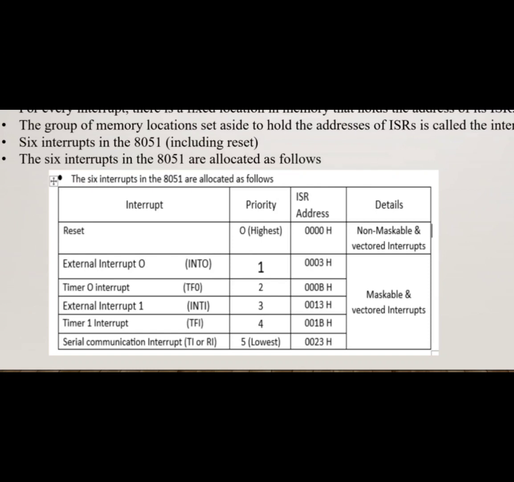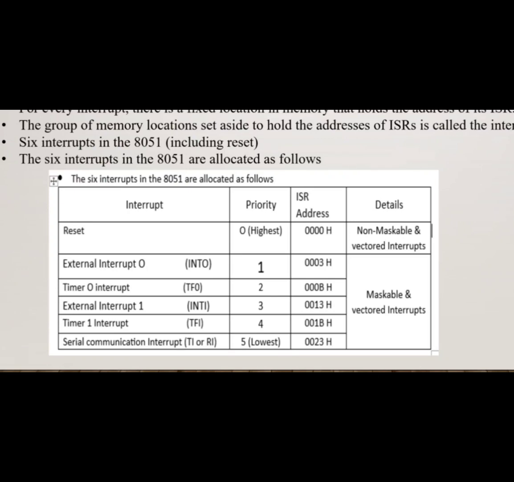Then the second priority is external interrupt 0, that is INT 0, and it has an ISR address of 0003. The third priority interrupt is timer 0 interrupt. So first came external interrupt 0, then timer 0 interrupt, which has an ISR address of 000B. Then the next priority interrupt is external interrupt 1. It has an address of 0013. Then timer 1 interrupt has an address of 001B.